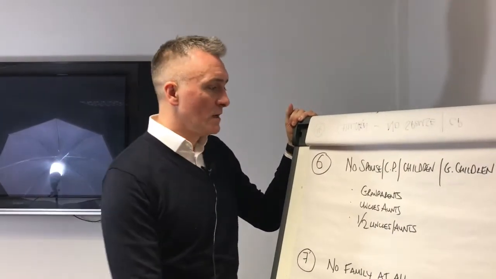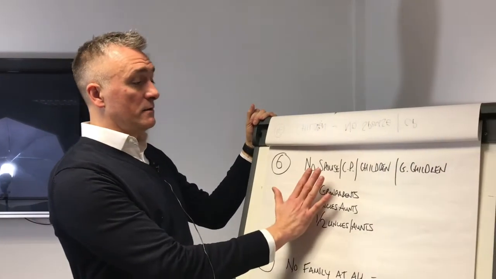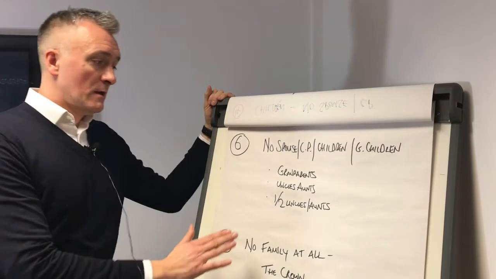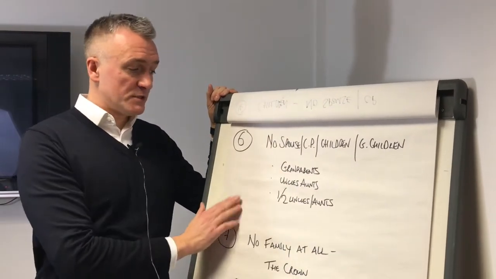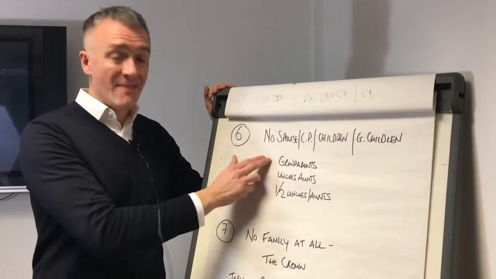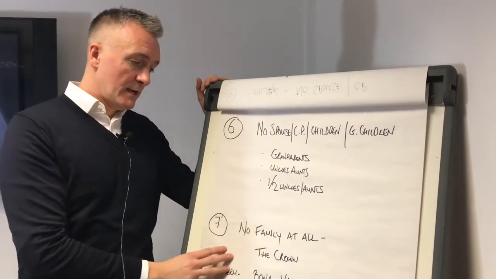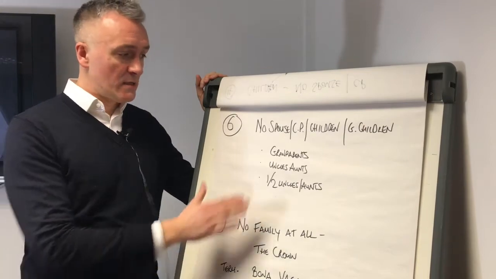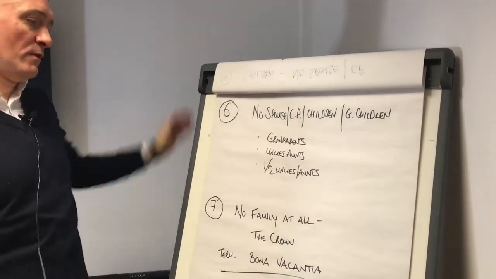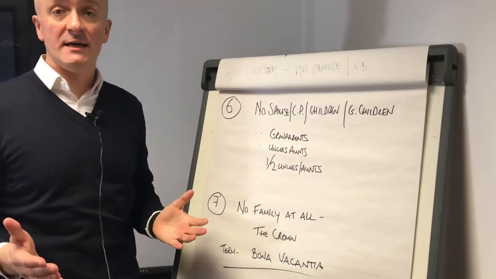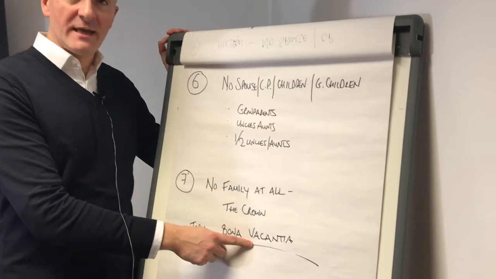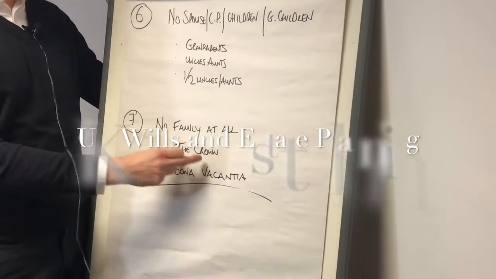Point 6, if there is no spouse, no civil partner, no children or grandchildren, then it can be left to parents, grandparents, uncles and aunts, or half uncles and aunts, in that order. That's how it works. And then they'll get an equal share depending on who's surviving and who isn't. If none of the rules above apply, and the deceased dies without any family at all, the terminology used is bona vacantia, which basically means that the money goes to the Crown.